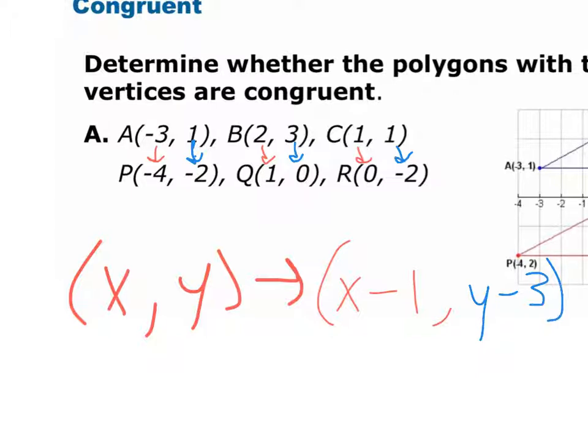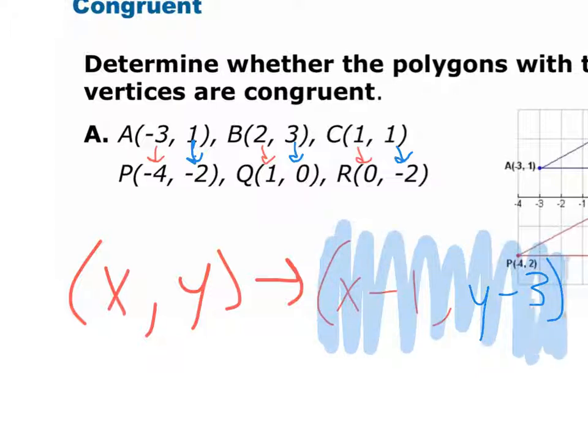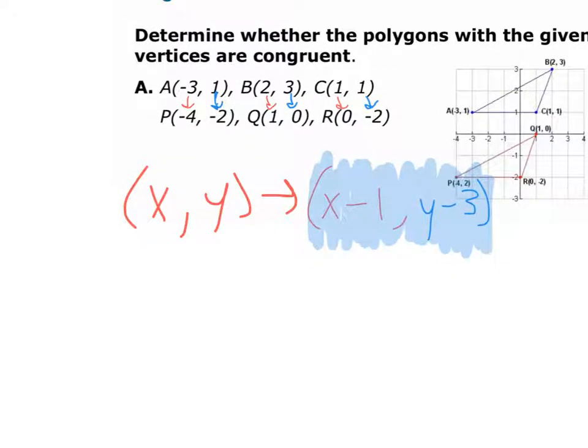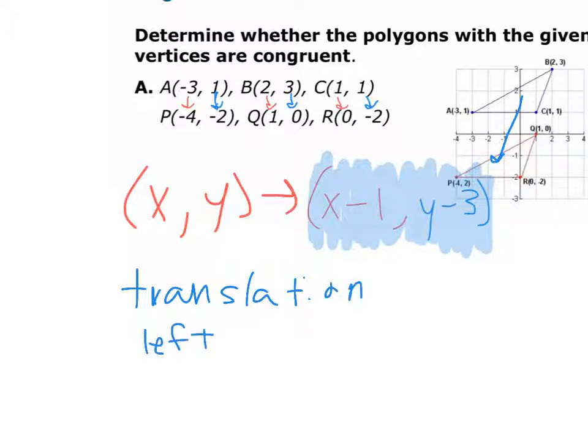So just looking at the transformation here, what type of transformation do you think this is going to be? So if we subtract 1 from x, that means we're going to the left 1, and then we're going to go down 3. If you look at the picture, we're just sliding this way. So what is it called when we just slide? Translation. So this is a translation. And we're moving to the left 1. And we're moving down how many? 3, because it's y minus 3. So we're moving down 3 units.